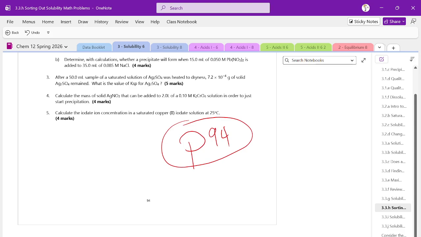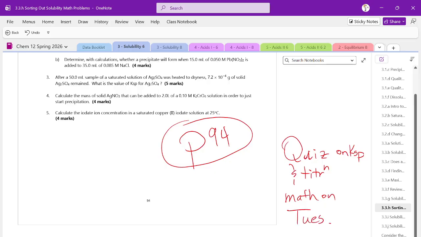Your quiz on the math will be, do we want it Tuesday or Wednesday? Wednesday? Sure. Quiz on all the math stuff on Wednesday? I want to get the quiz back before our test. Oh, let's do our quiz on Tuesday then. On KSP and titration math. On Tuesday. There we go. You'll have all day tomorrow to practice. And you'll have all weekend to practice. You can ask questions on Monday. Quiz will be on Tuesday. I like it. It's good. Okay, awesome.